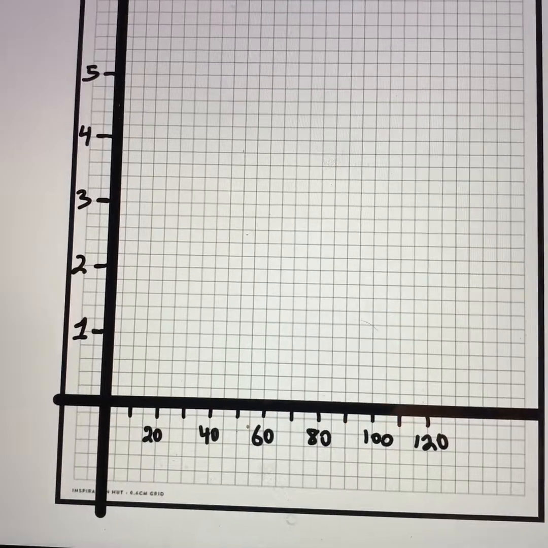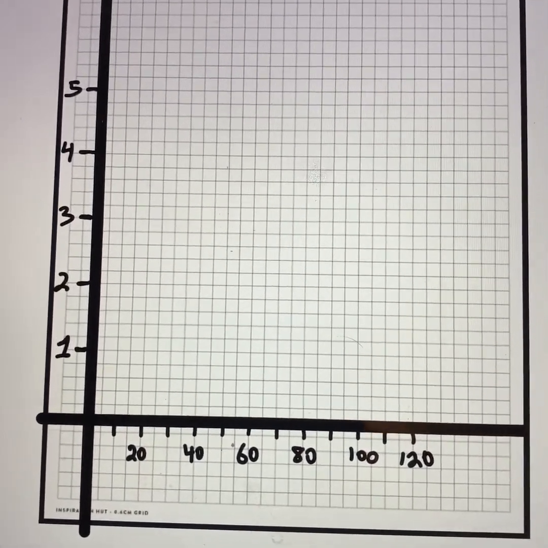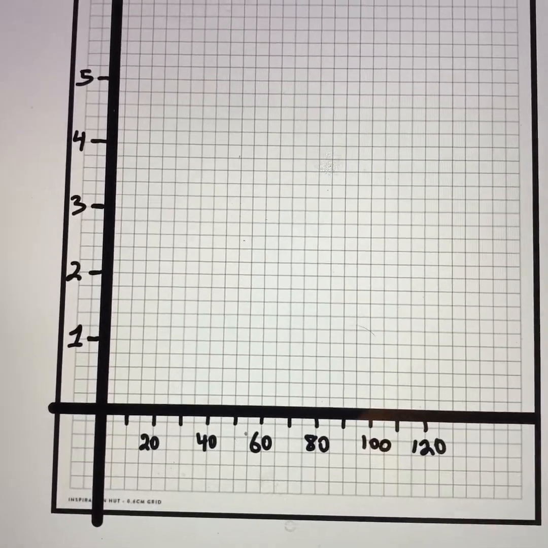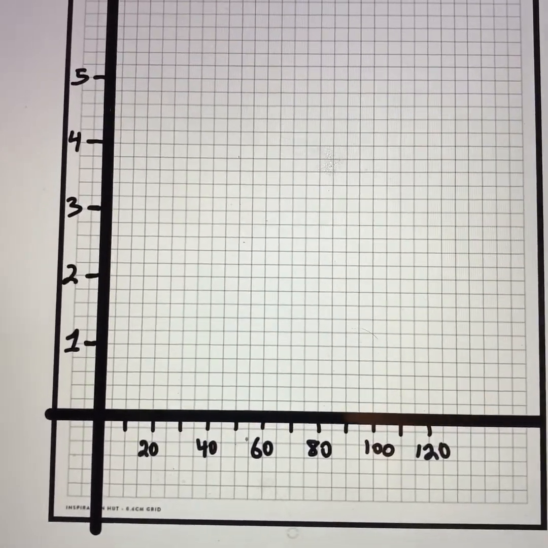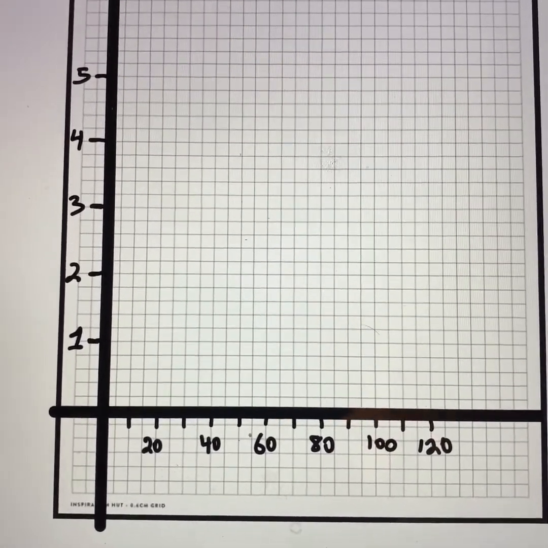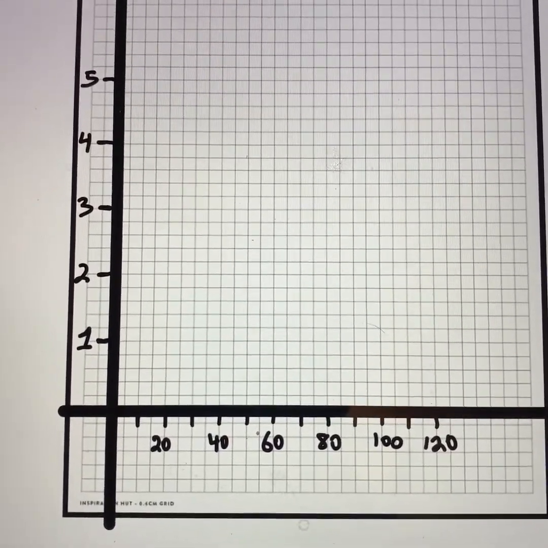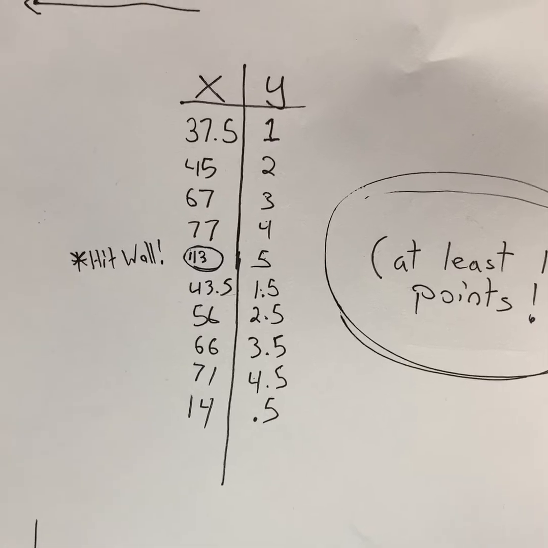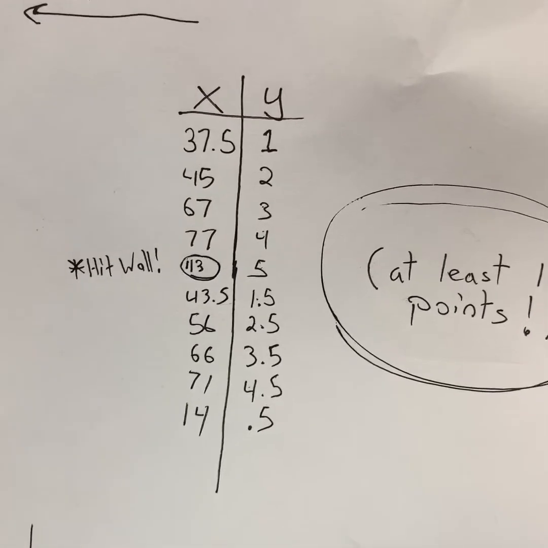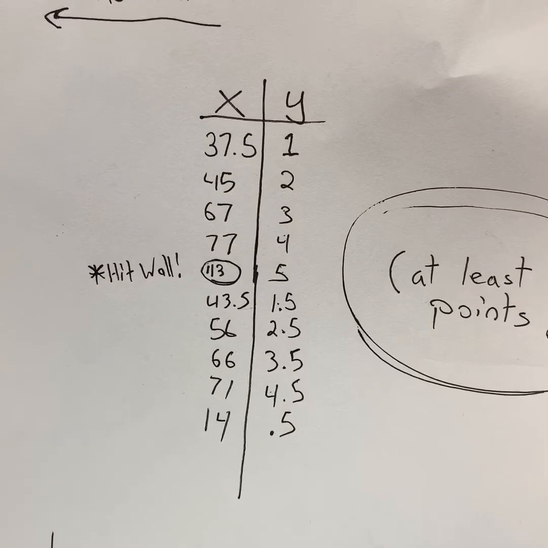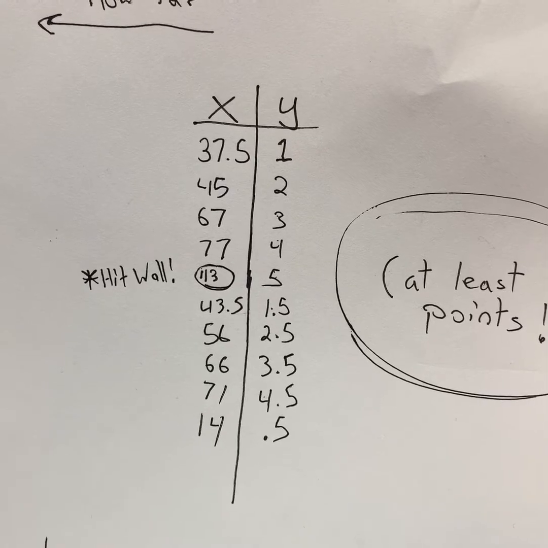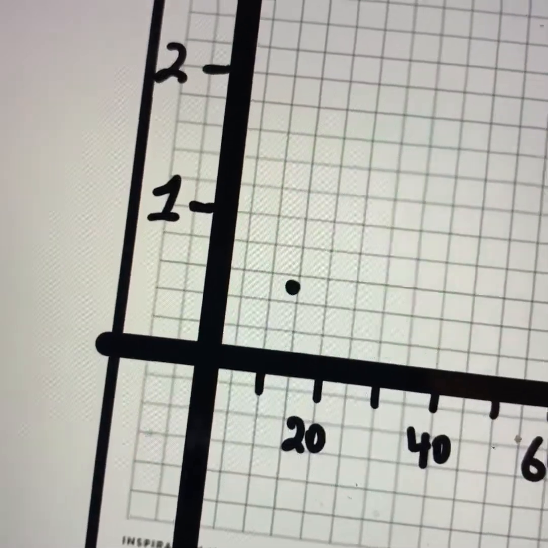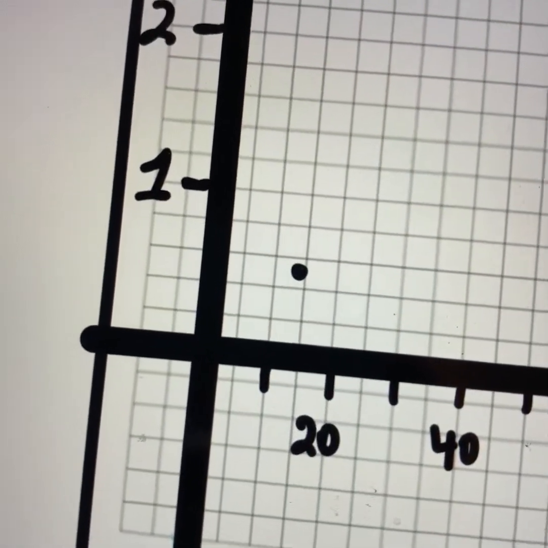Part of the reason I don't write all of the numbers in is that the scale gets too crowded for easy reading. So I kept it simple: 20, 40, 60, 80, 100, 120. And now I'm ready to graph my points. So the lowest value that I have is 0.5 on the y-axis and 14 on the x-axis. That's gonna look something like this.